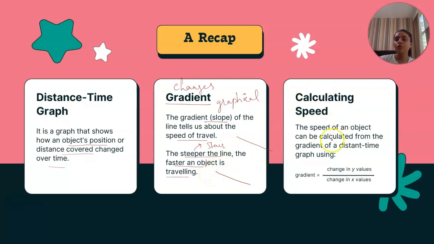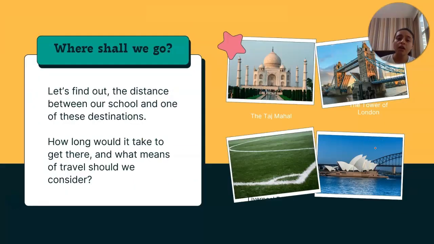Okay. So then after all this, when we have interpreted the whole graph, then we are going to calculate the speed. So with the same formula, which is speed is equal to distance upon time. But the thing is, we are going to represent all this distance and time on a graph paper. Okay. All right. Let's find out the distance between our school and one of these destinations. How long would it take to get there, and what means of travel should we consider? Obviously, we are going to travel by train, not by bicycle, right?